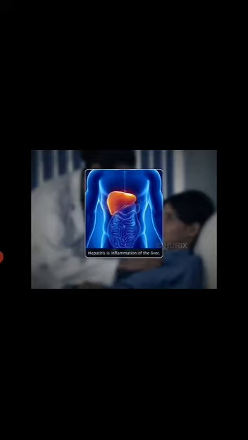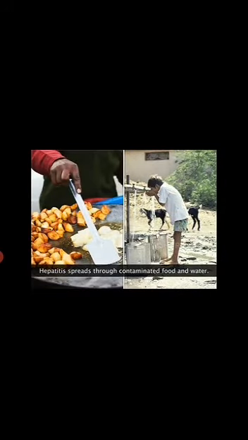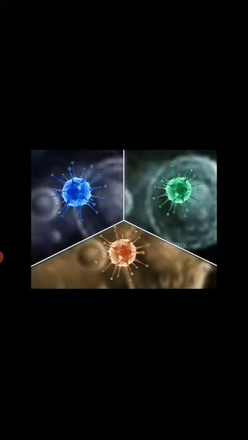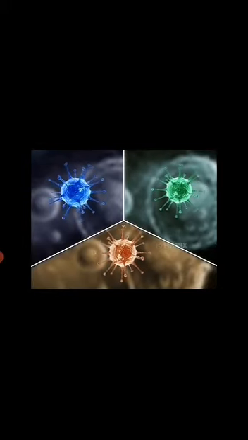Inflammation of the liver is called hepatitis. Hepatitis is infectious when it is caused by virus. It spreads via the fecal-oral route by contaminated food and water. Some forms of hepatitis are sexually transmitted. There are many types of hepatitis.